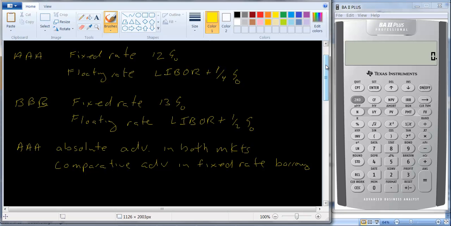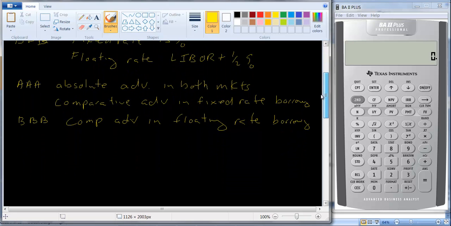So in this case, A and B can take advantage of this comparative advantage, and you can only have a comparative advantage in one market. So A has a comparative advantage in fixed rate borrowing, B has a comparative advantage in floating rate borrowing. What do I mean by that? Again, I mean that A has a 1% advantage borrowing fixed, only a 1/4% advantage borrowing at a floating rate. All right, so let's see how we can divide this up and make them both better off.